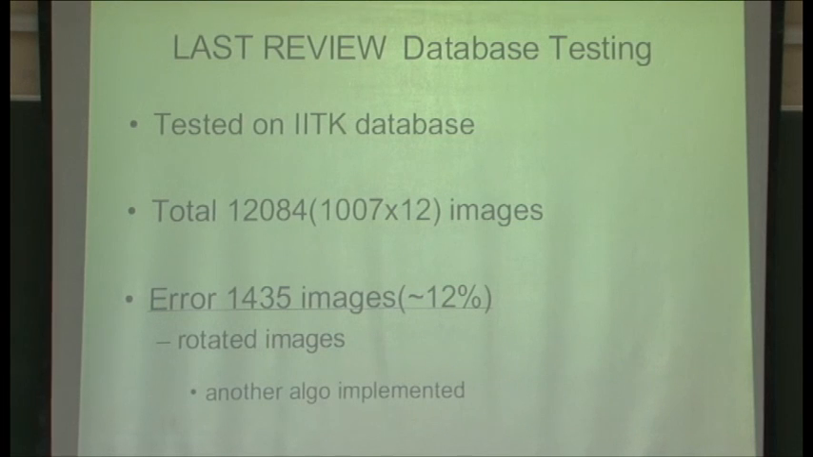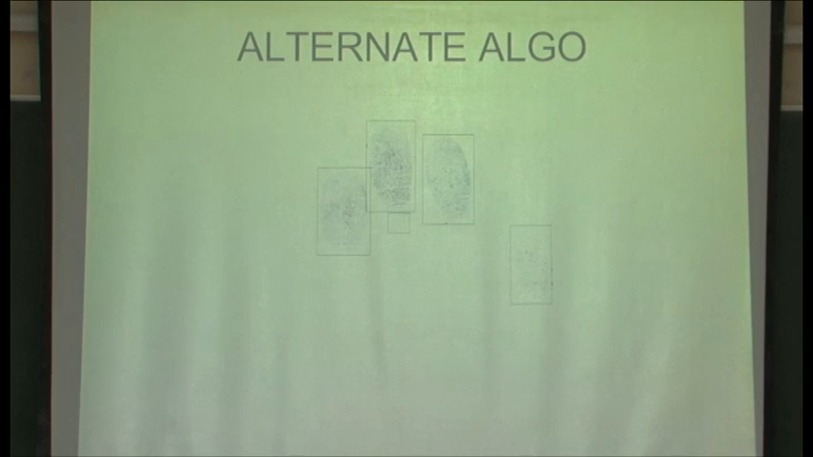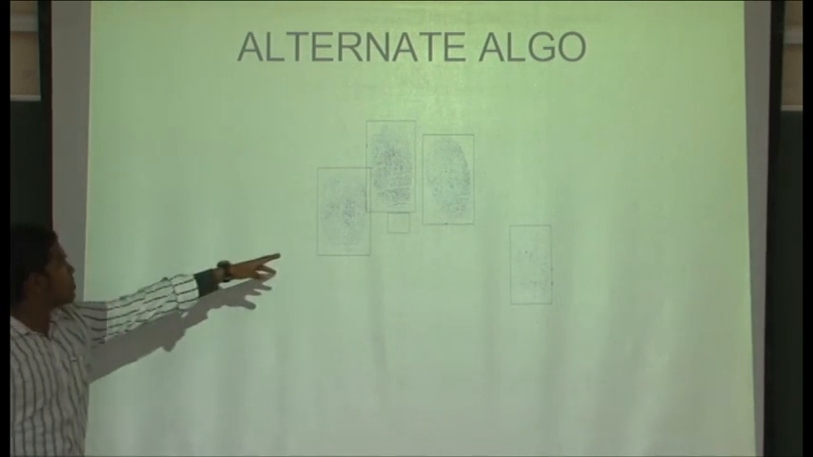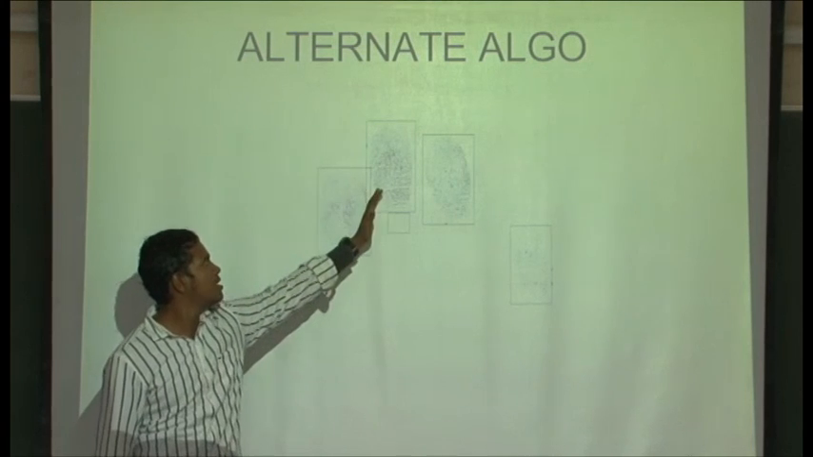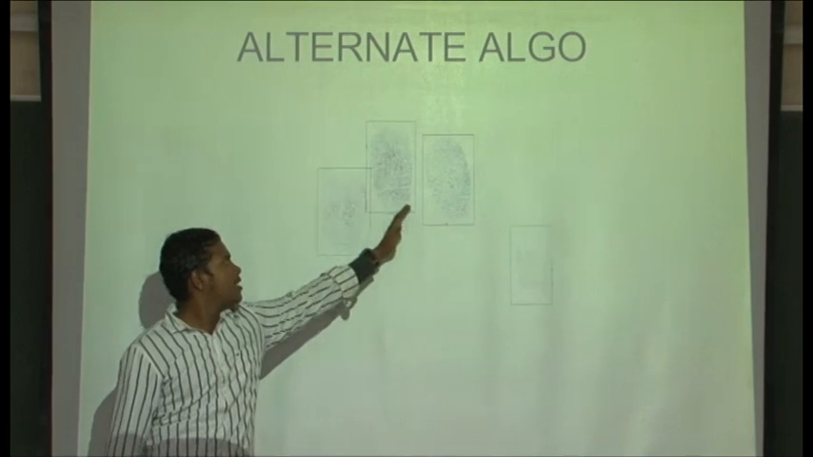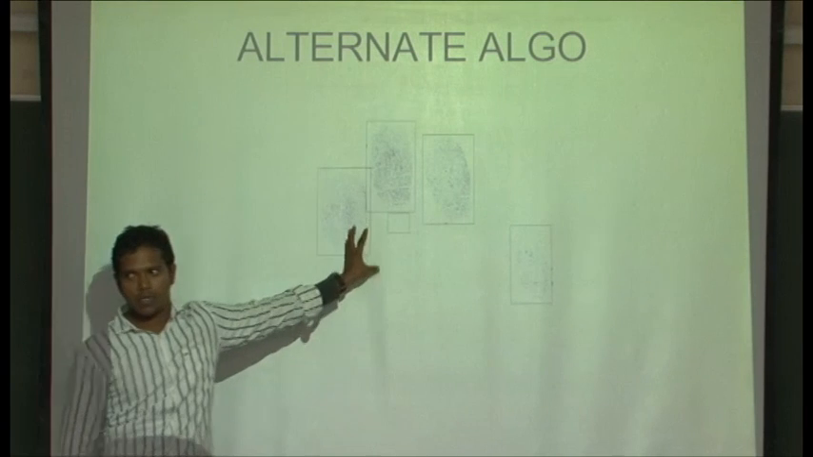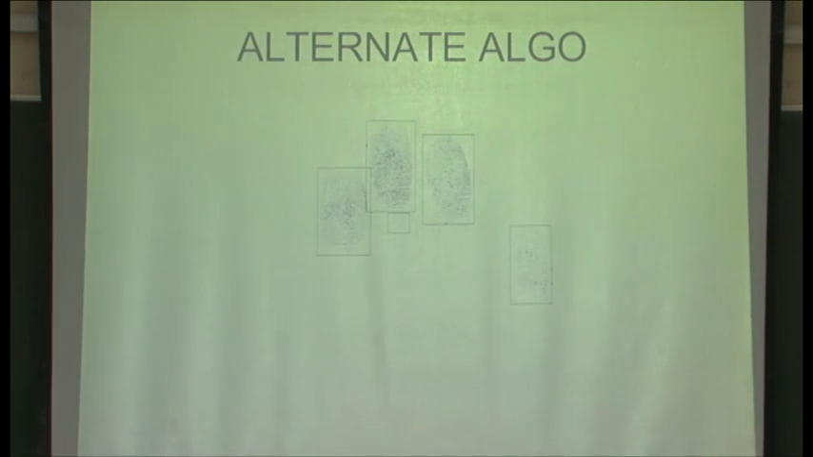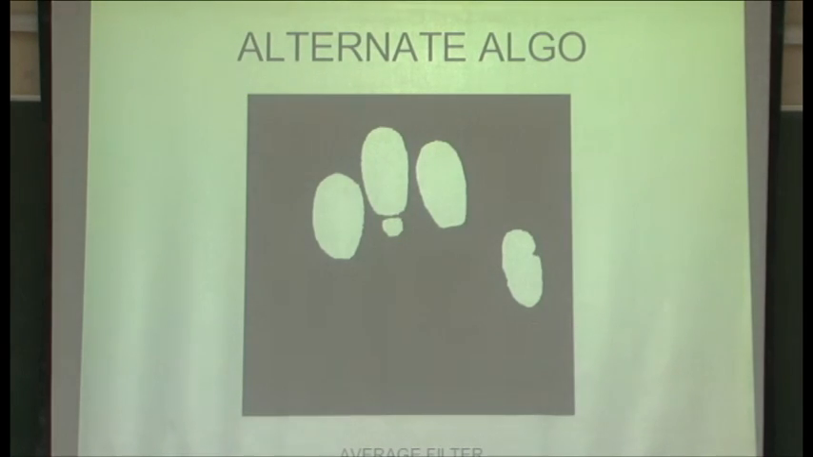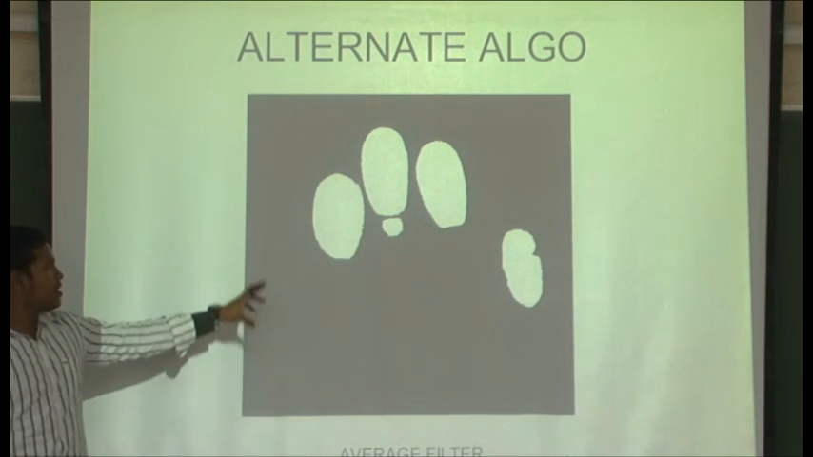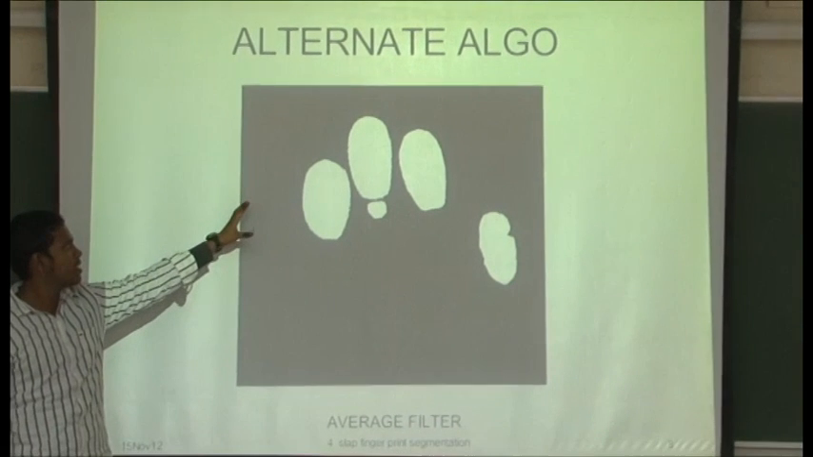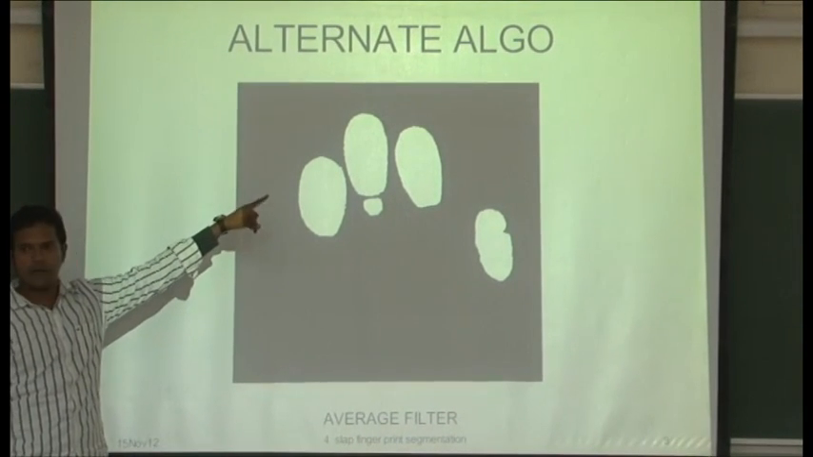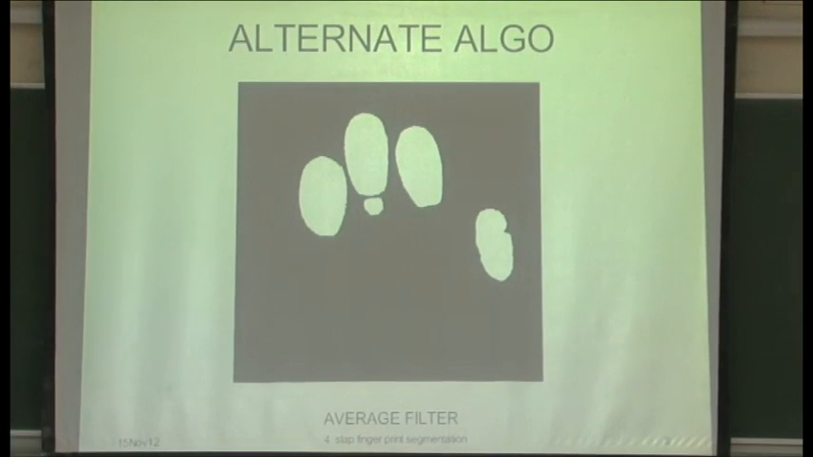And for that, whatever I have done after that is I have implemented another algorithm. One case is like this. Suppose it is slightly rotated, so this thing overlaps. If I scan it, I will not get the end of this finger. Both the fingers will be clubbed together. So if you apply an average filter, complement, binarize the image, complement and then average filter, you can get the image like this.